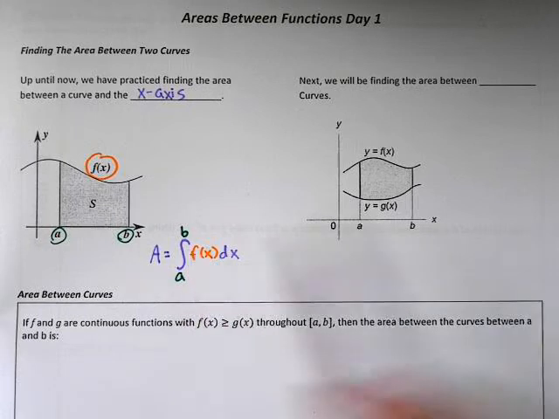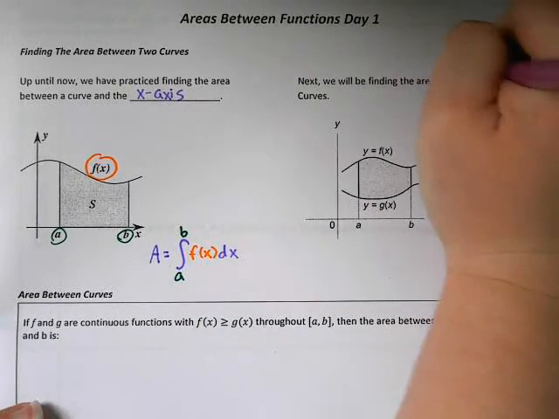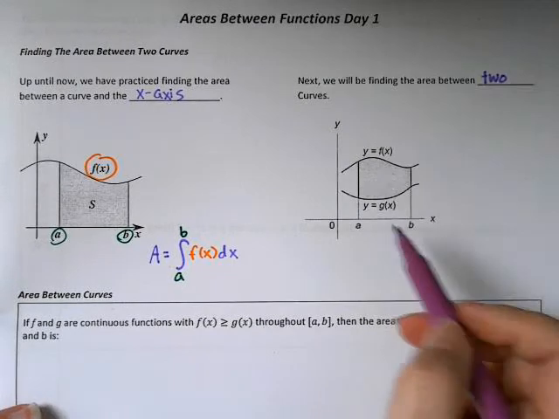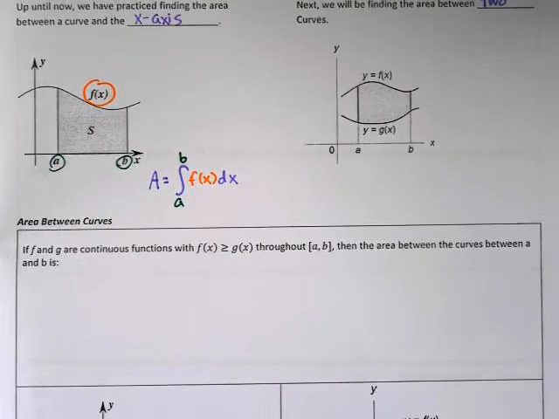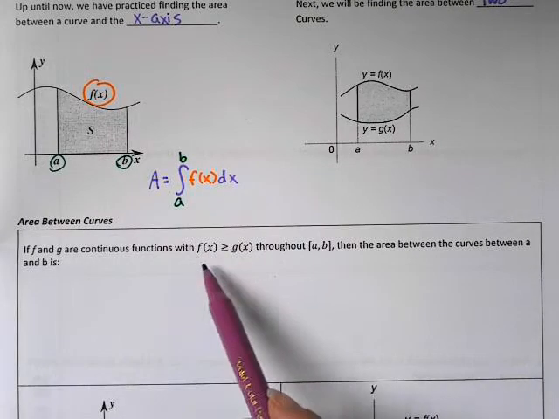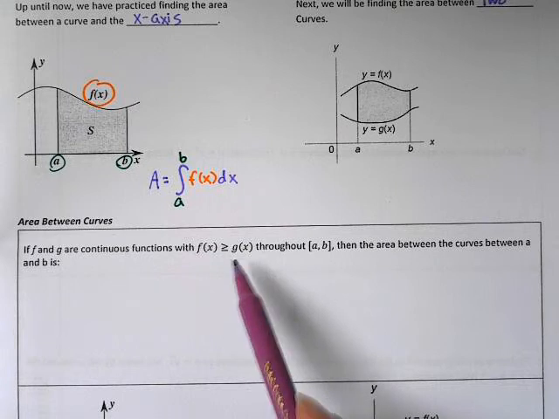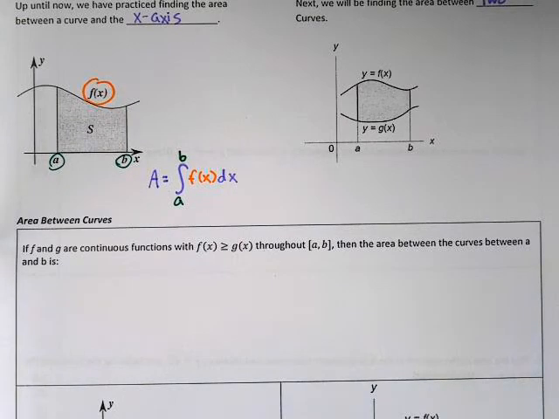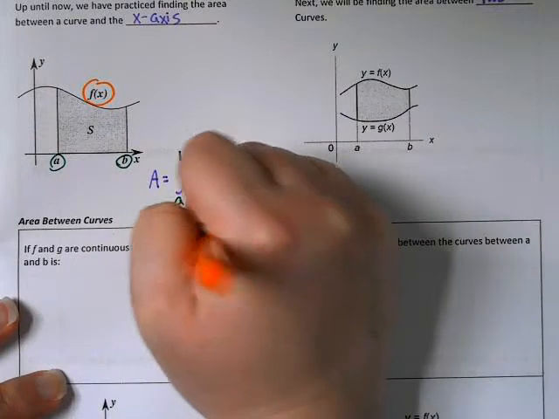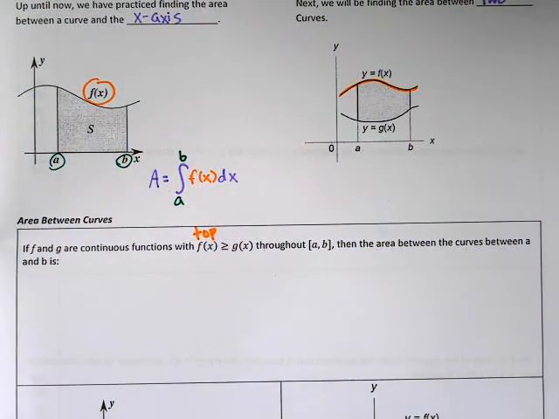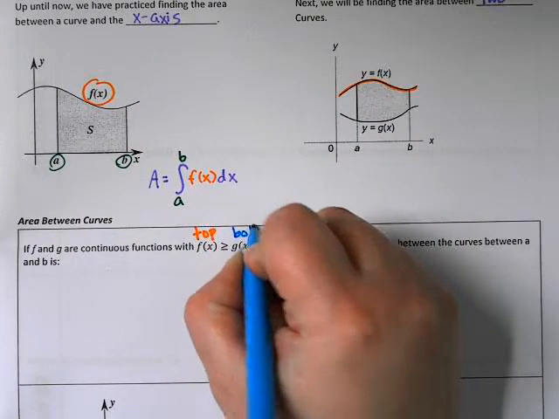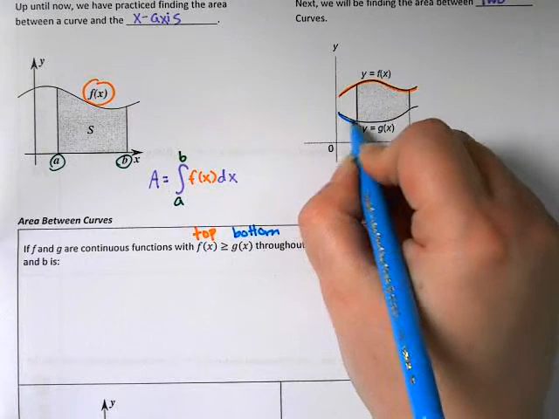All right, well now we're going to be finding the area between two curves. And we can see, even just by looking at the picture, that this is different. So let's look at how we actually find that area. So if f and g are continuous functions, with f of x being greater than or equal to g of x, so in other words, we're going to call f of x the top function, because it is above the other one. And then g of x is the bottom, because it's below the other one.